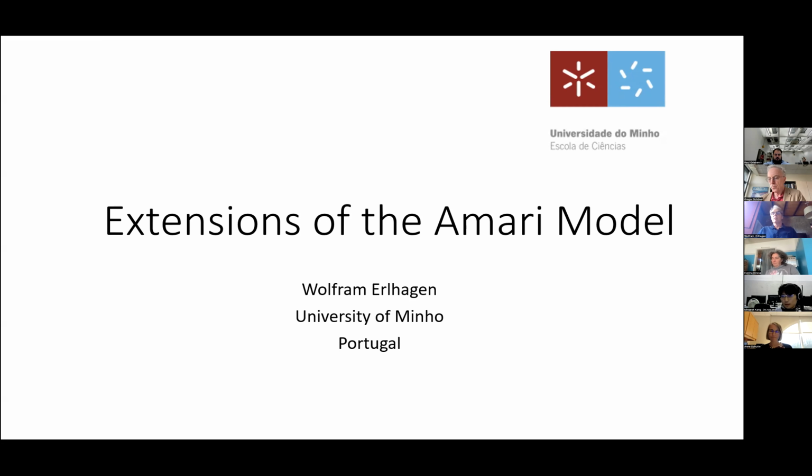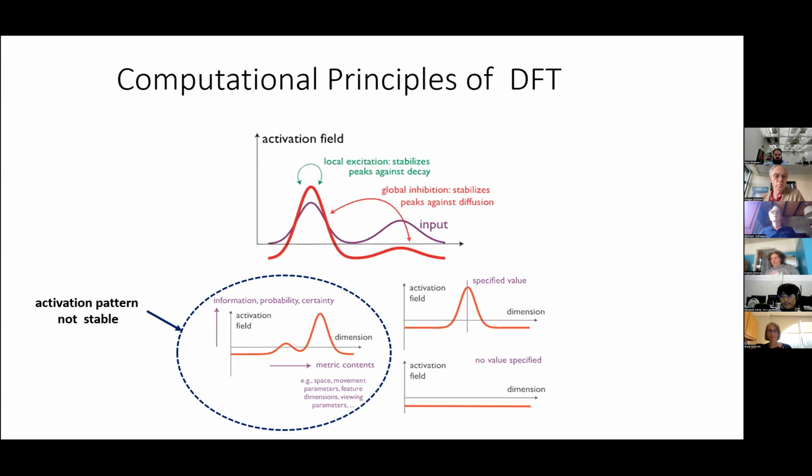So I start just like we start when we introduce the basic concepts of DFT. We have here the computational principles of lateral inhibition. Lateral inhibition stops the spread of excitation and is responsible for the stability of the bump solution. So we have a tight balance of excitation and inhibition at the bump boundaries.